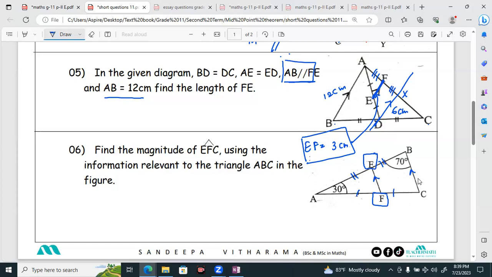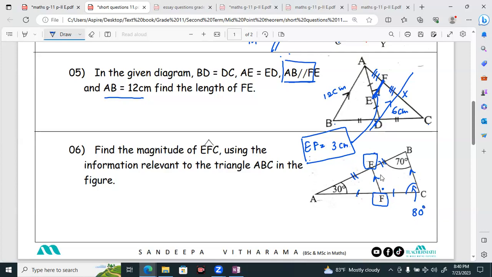When it is parallel, what happens? We have to find EFC. Then we can identify that this value is equal to 80, because the sum of the interior angles of a triangle equals 180. Therefore, here it is 80 degrees.